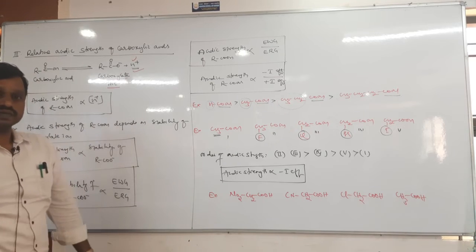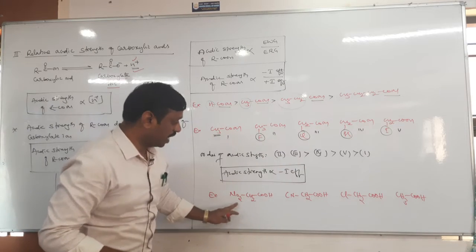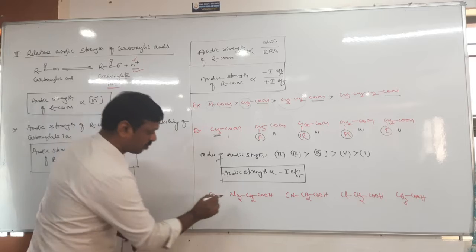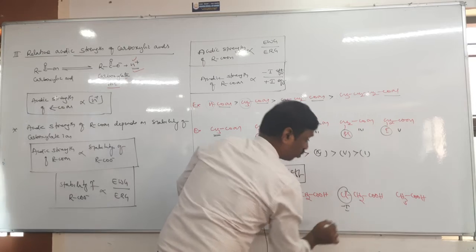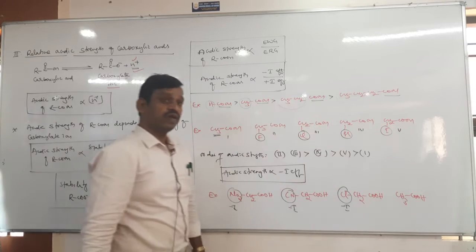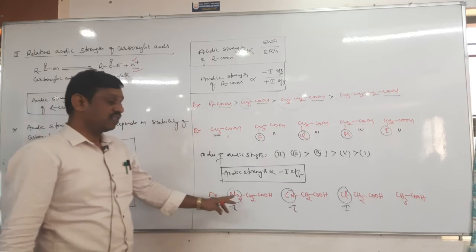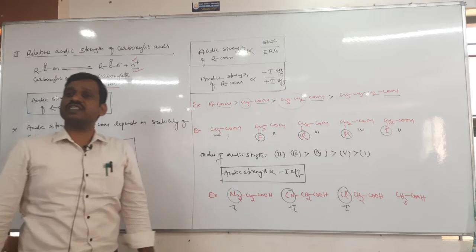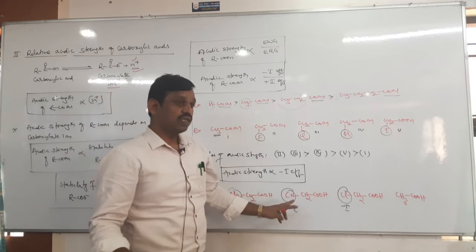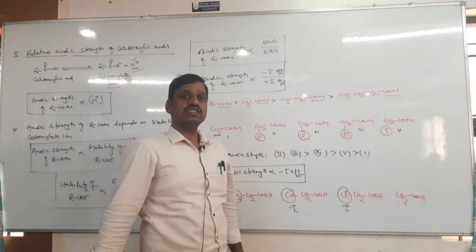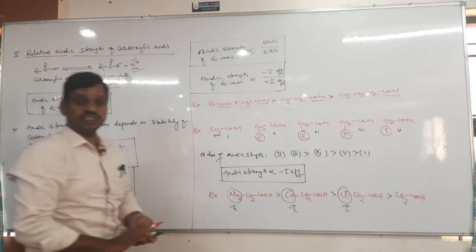Which is more acidic? Nitro, cyano, chloro and methyl. So here nitro, cyano, chloro, these 3 are minus I groups. Methyl is a plus I group. Therefore the first 3 are more acidic than the last one. Then among the 3, which is more acidic? Then we need to say which is a stronger minus I group. NO2 is a stronger minus I compared to CN. CN is a stronger minus I group compared to Cl. So therefore the order of acidic strength is this, decreasing order.